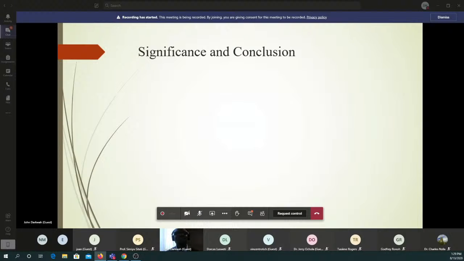So the significance and the conclusion of this work is that INLA outperformed MCMC in terms of the time of execution, because INLA in both cases took less than 3 seconds, but MCMC for the simple linear model took more than 5 seconds, and for the generalized linear model took more than 21 seconds.